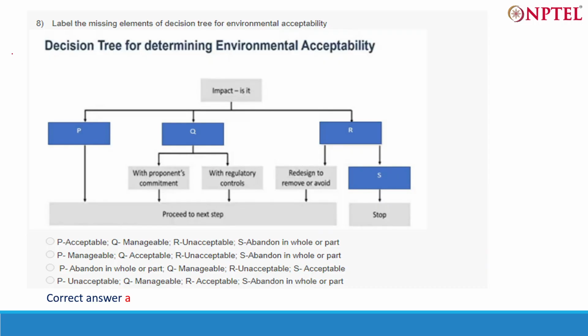Now, the decision tree for determining environmental acceptability. So a decision tree is something like there is a root, then branches are there. Similarly, there is an impact, and then we identify the different impacts. This is a type of decision tree box. Based on that, we make a decision.